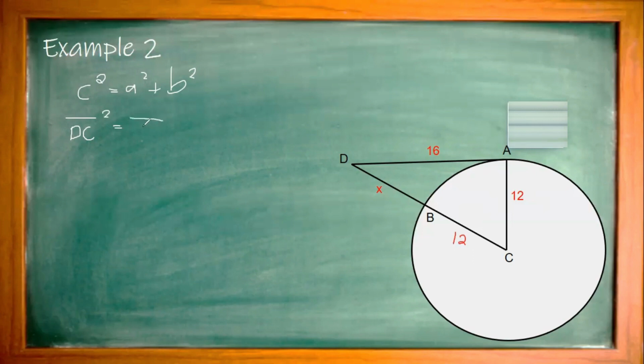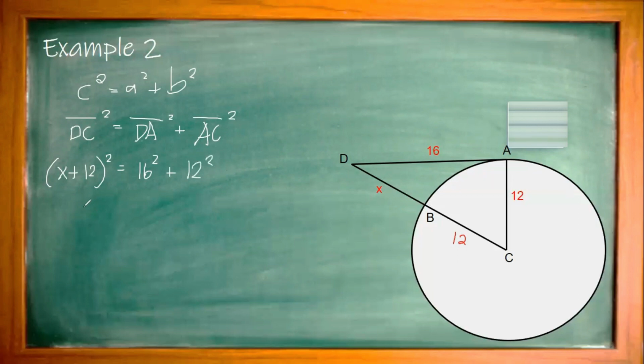And for our side A, it's either we have the DA or AC. So for me, I will be placing here as the DA. And lastly, for B is for AC squared. Then all we need to do is substitute the item. For DC, if you observe, we'll be only adding the value of DB and BC. So we have x plus 12 raised to the power of 2, and that would be equivalent to our DA, which is 16 squared, plus our AC, which is 12 squared.